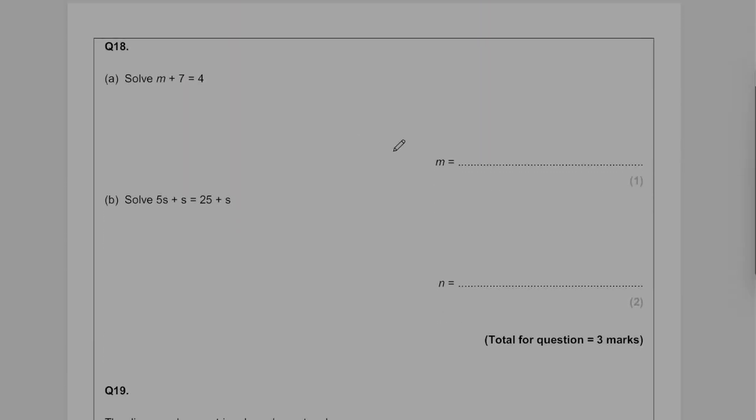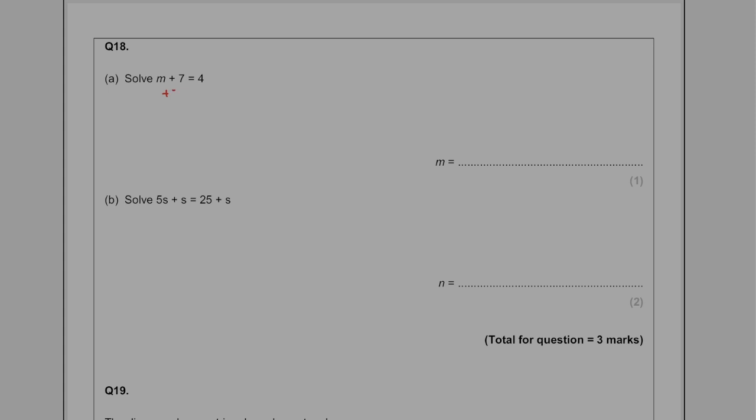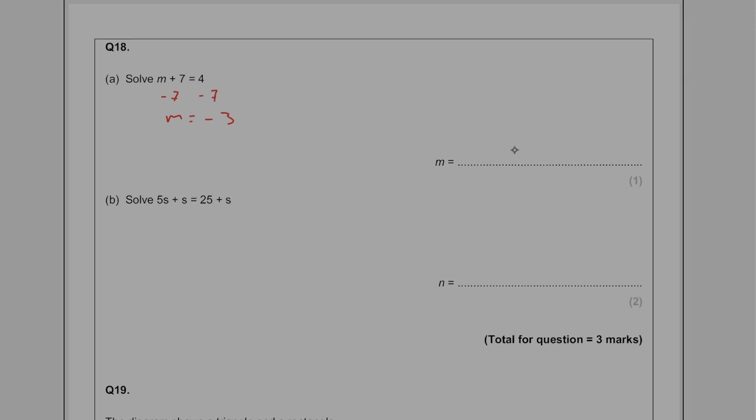Okay, question 15, solve m plus 7 is equal to 4. So this time I'm going to be minusing 7 from both sides to start with. So minus 7 there, minus 7 there. That's going to give me m is equal to minus 3. And then again, I've messed up here. That should be a little less.